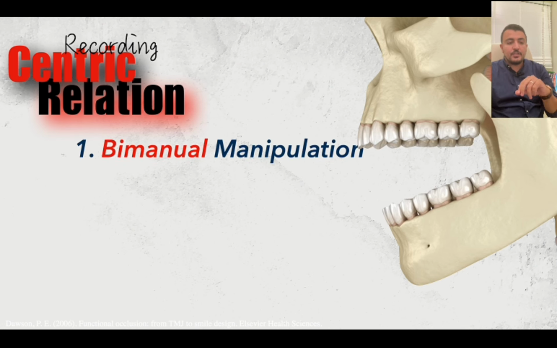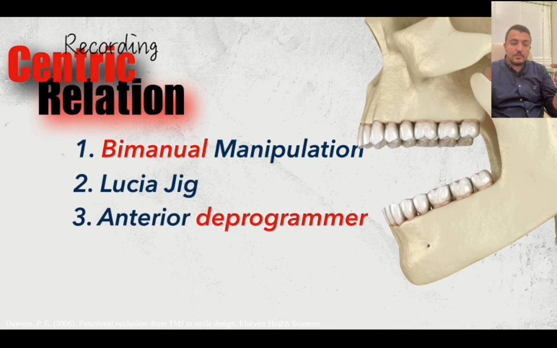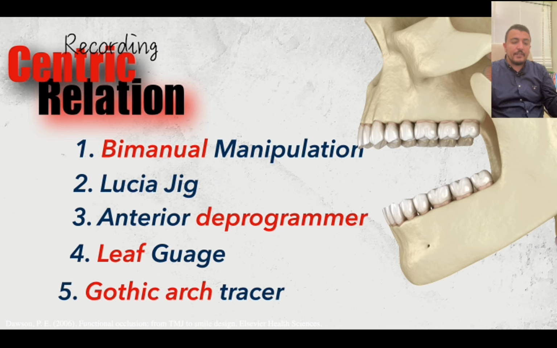So we can use any kind of anterior deprogrammer or any type and any method of centric relation recording to record this relationship by manual manipulation, Lucia jig, anterior deprogrammer, leaf gauge, or even Gothic arch tracer.